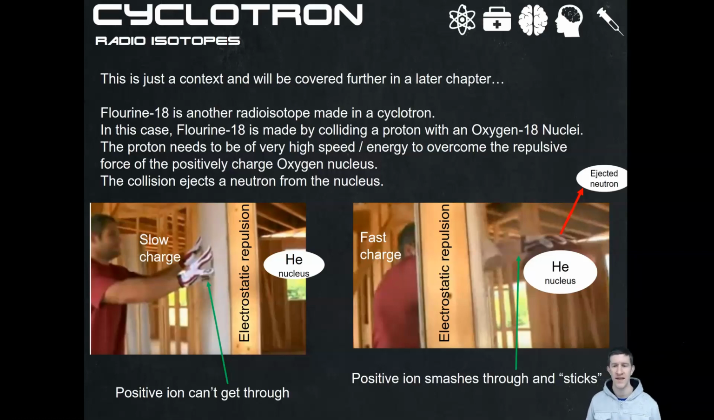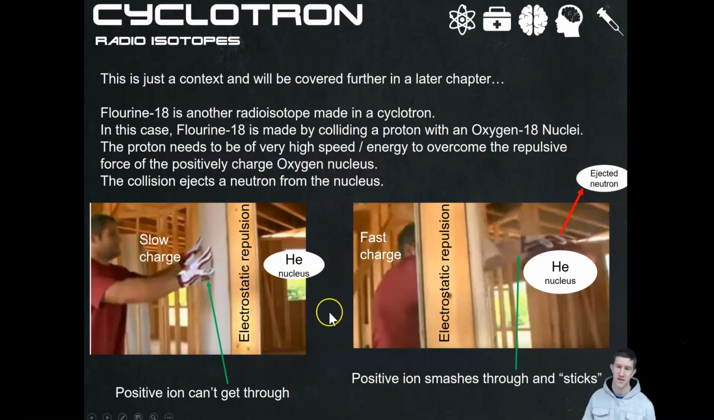But we can override that by giving it a huge amount of energy so that it comes in fast enough that it overcomes that and smashes into the nucleus. When we do this, this ejects a neutron from the nucleus and we end up with our radioactive fluorine-18 that we want. So my picture here is a bit of an example of that.